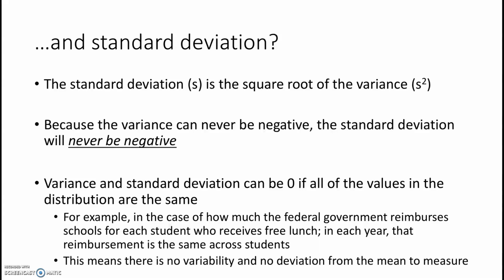The variance and the standard deviation can, however, be zero if all the values in the distribution are the same. For example, in the case of how much the federal government reimburses schools for each student who receives free lunch. In each year, that reimbursement is the same across all students. This means there is no variability, and therefore there's no deviation from the mean to measure.